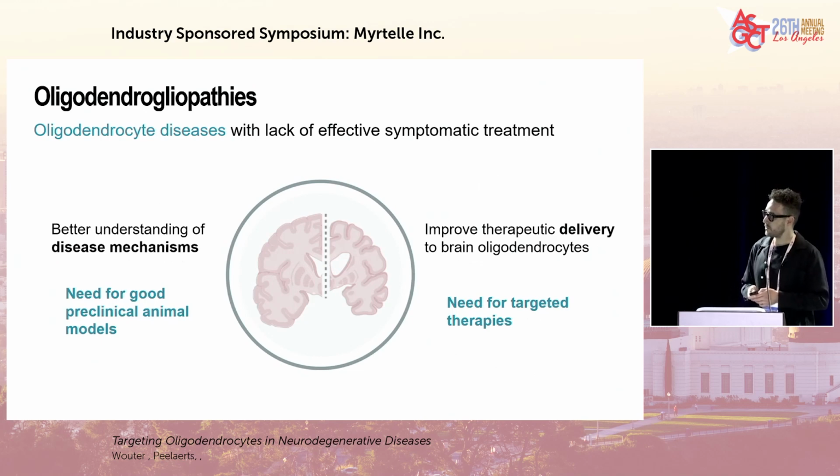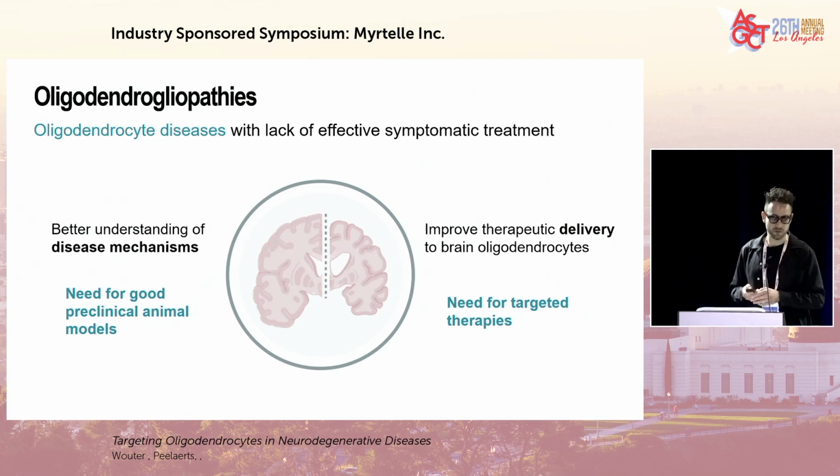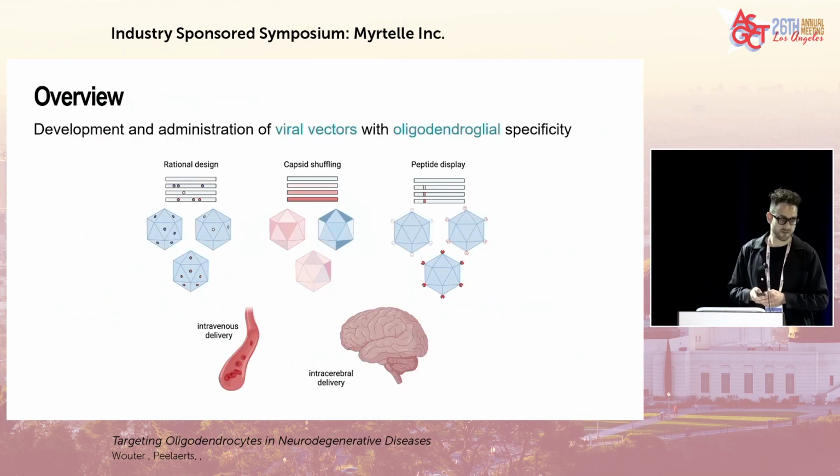In our lab, we're interested in the disease mechanisms and how these different diseases arise. So we're using viral vectors as a tool to develop new preclinical animal models for different types of oligodendrogliopathies and to really understand how these diseases come about. And of course, we're also interested in developing new strategies to target oligos in vivo, as there's a need for better targeted therapies.